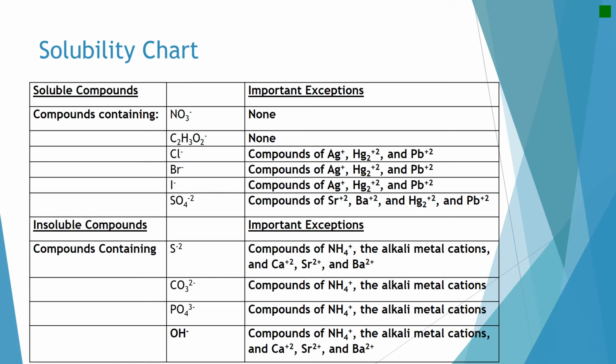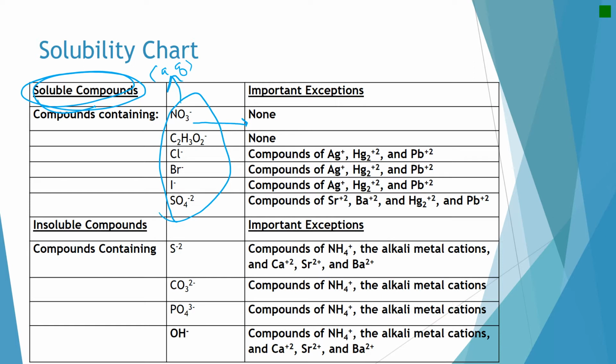Looking at this solubility chart, this is the one that you should become very comfortable with. All of these compounds are soluble, meaning aqueous. Any of these anions are going to be primarily aqueous when they are combined with a certain cation. For nitrates, there are no exceptions. So a nitrate will 100% of the time always be an aqueous solution, or soluble.